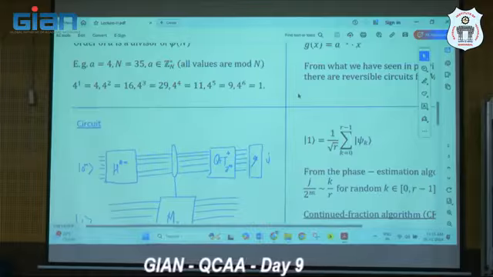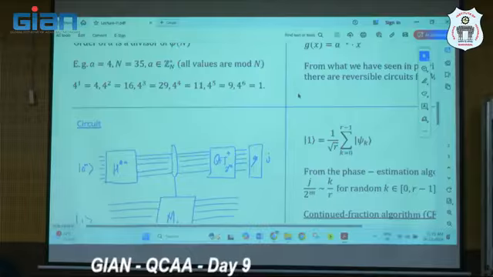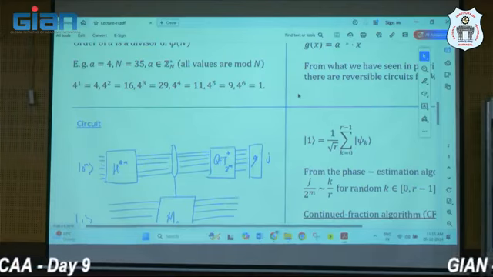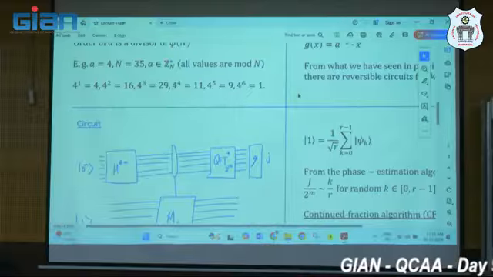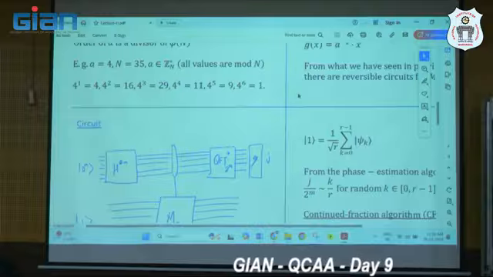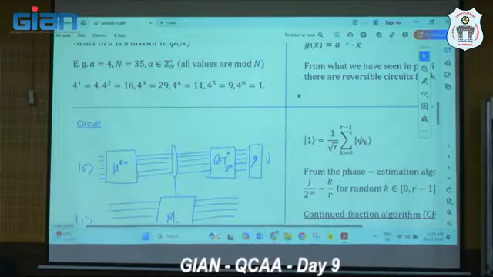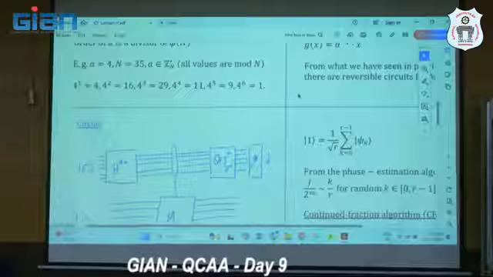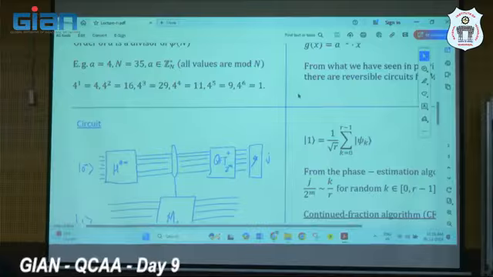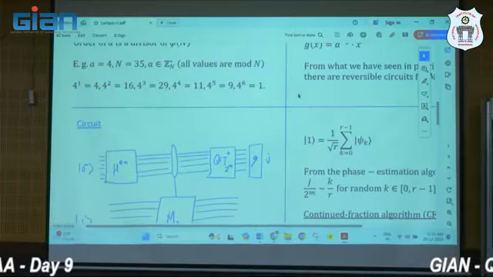So 4 to the power 6 is 1. So the order of 4 in Z star 35 is 6, because that is the smallest number you have to raise 4 to make it 1. You are starting from 4. 4 is not 1. Then 2, 3, 4, 5, not 1. 6 is 1. So that is the smallest number. That is the order. Clear?